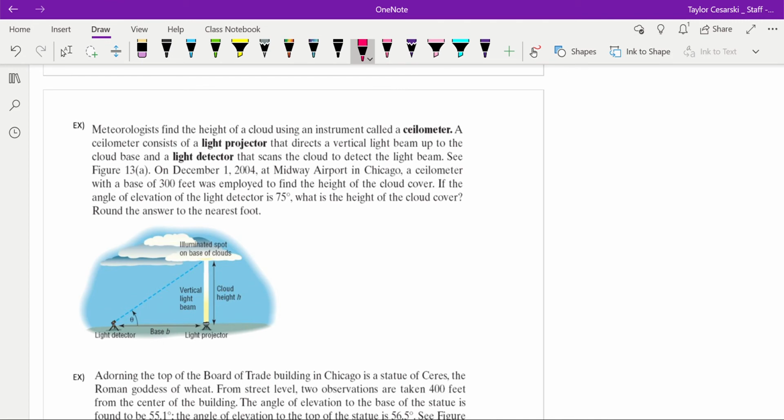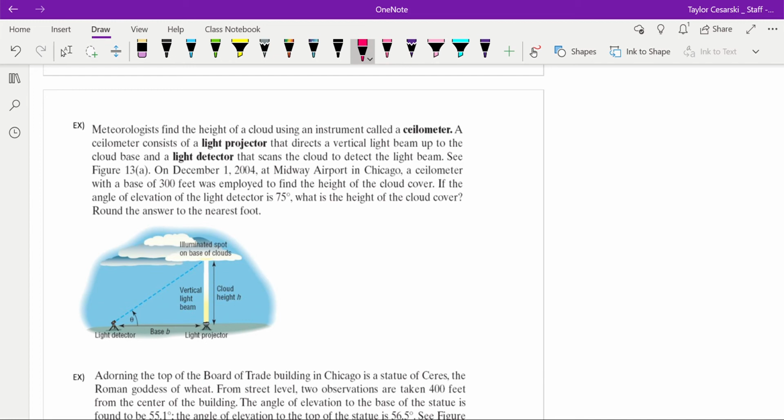Alright, so meteorologists, and this one we are going to have to label some things. Meteorologists find the height of a cloud using an instrument called a ceilometer. It consists of a light projector that directs a vertical light beam up to the cloud base and a light detector that scans the cloud to detect the light beam. So see this figure here.